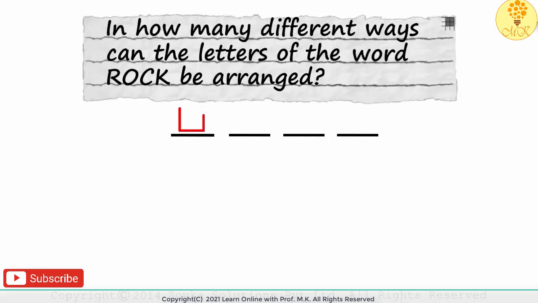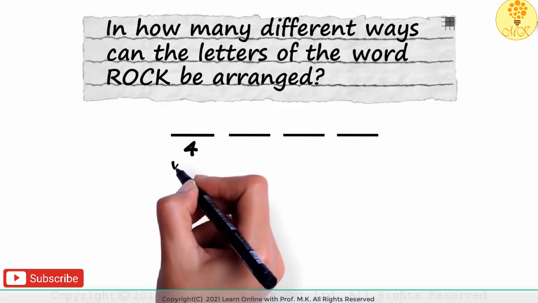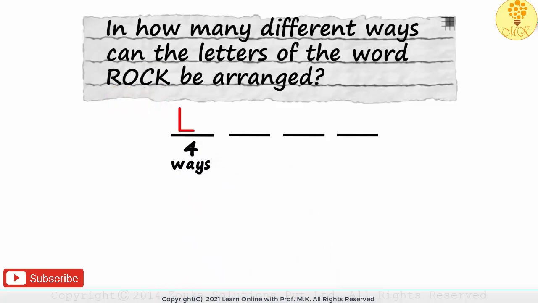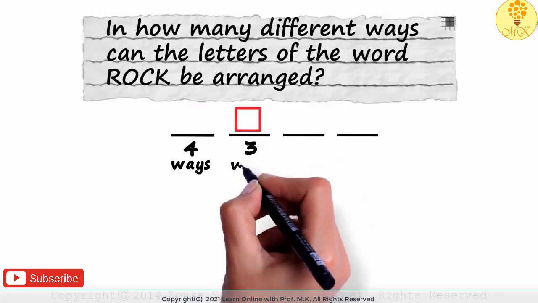In how many ways can the first slot be occupied? The word rock has 4 letters. So the first slot can be filled with any of these 4 letters. 4 ways. Now, having filled the first slot, in how many ways can the second slot be filled? One of the letters has been used in the first slot. 3 remain. The second slot can be filled in 3 ways.